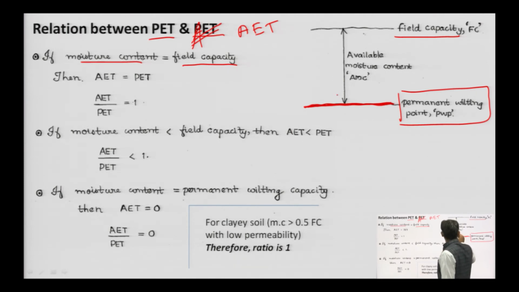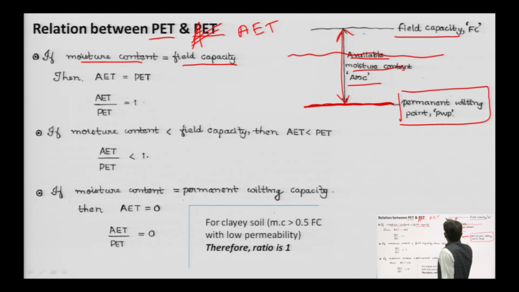Okay. So, what is the quantity of the allowable moisture? The difference of the field capacity minus the permanent wilting point is called allowable moisture content, AMC. And in actual practice, the moisture content is in between that.